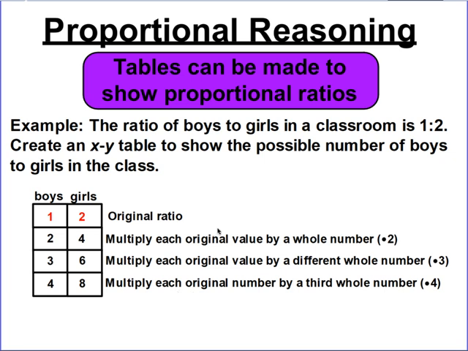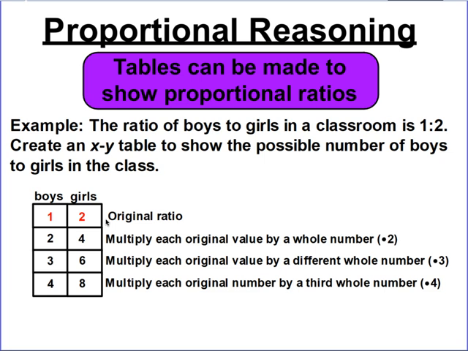So you can see that when someone tells you the ratio of boys to girls in a classroom is 1 to 2, they're not saying that there has to be 1 boy and there has to be 2 girls in the room. It can be any pair of numbers that are proportional to 1 to 2. We could keep going if we wanted to. I don't have any more boxes here, so I'm not going to, but you could multiply the original ratio by 5 or 6 or 7, whatever you want to.